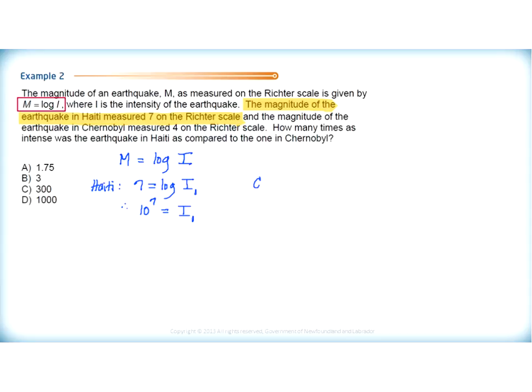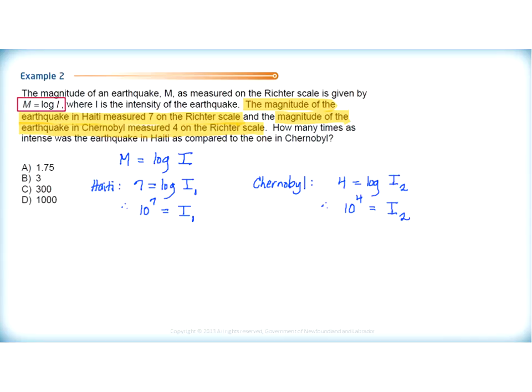On the other hand, we have the situation in Chernobyl, and in that case, the magnitude of the earthquake in Chernobyl measured 4 on the Richter scale. So we have 4 is equal to the log of I2. Let's let I2 represent the intensity of the earthquake in Chernobyl. Converting that to exponential form, we have 10 raised to the power of 4 as the intensity of the earthquake in Chernobyl.